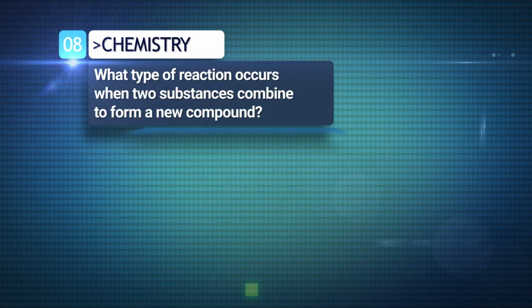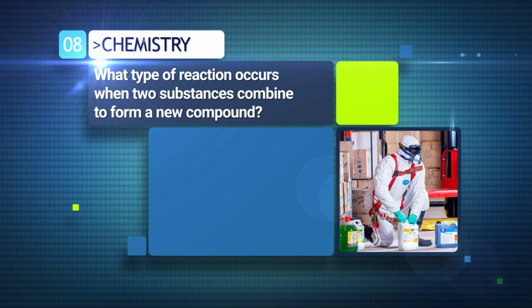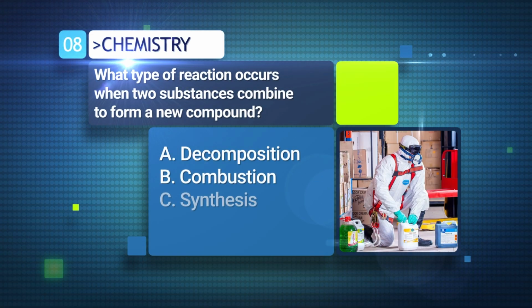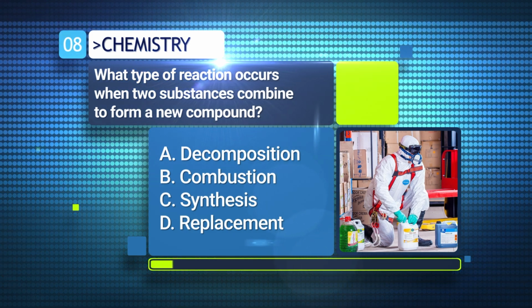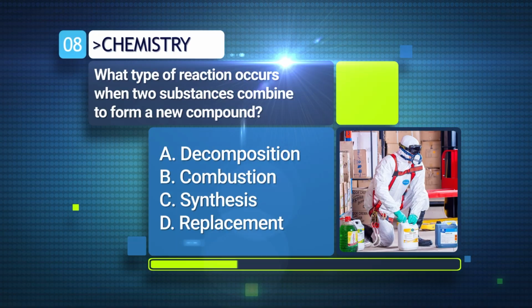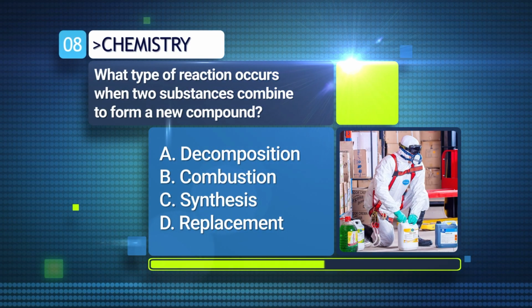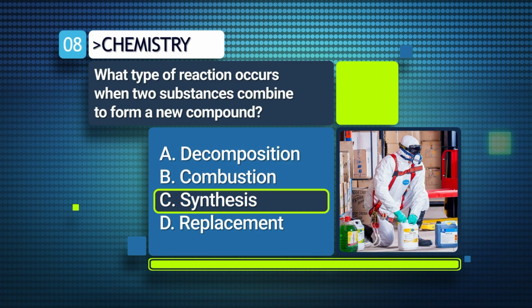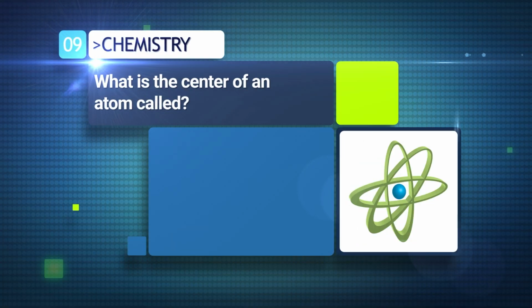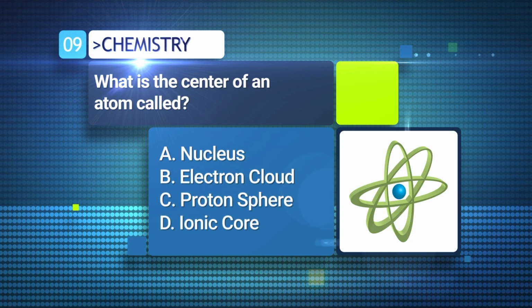Number 8. What type of reaction occurs when 2 substances combine to form a new compound? A. Decomposition. B. Combustion. C. Synthesis. D. Replacement. The answer is C. Synthesis.